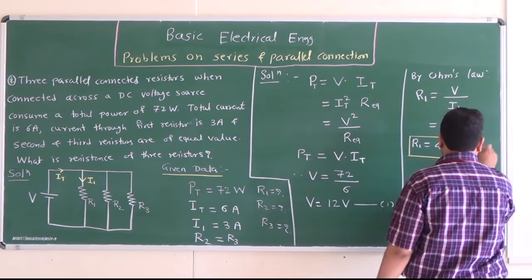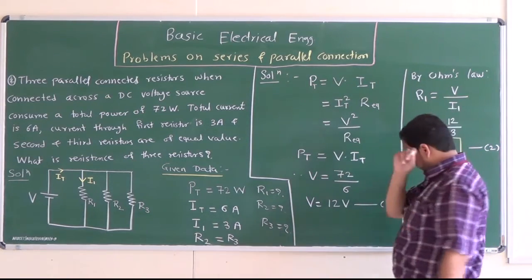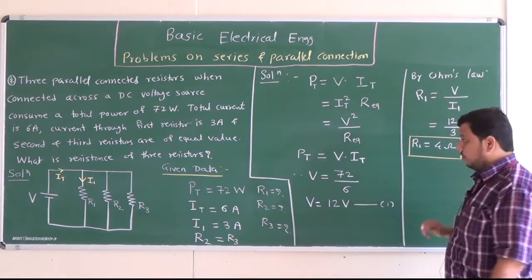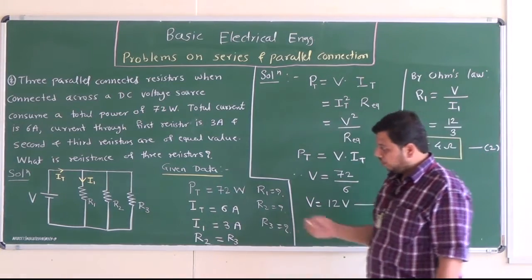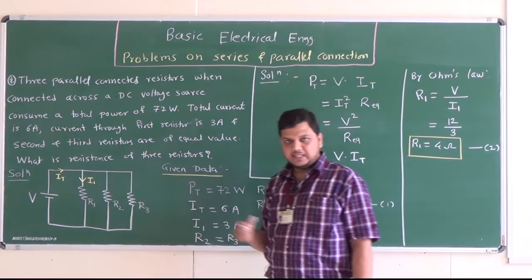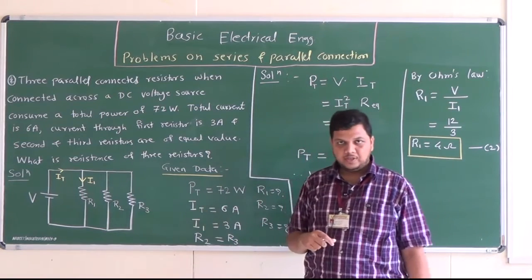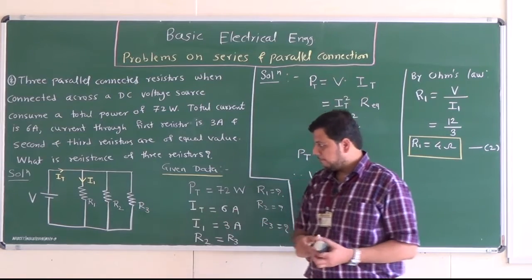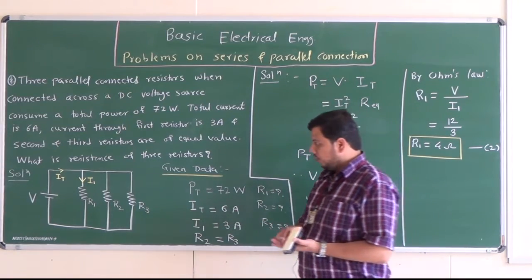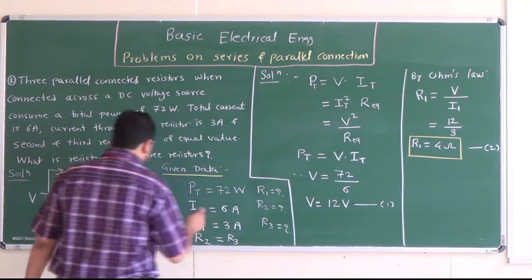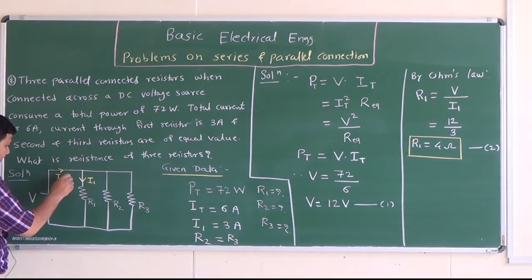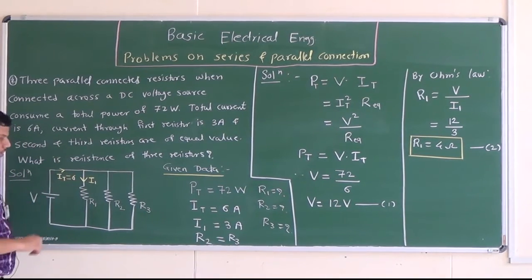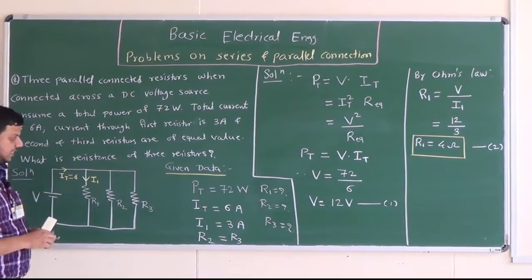Let us call this equation number 2. That is our final answer. R1 is 4 ohm. Now next we have to determine R2 and R3, both of equal value. There are a number of ways to determine R2 and R3. One way: as you can see here, total current is mentioned as 6 ampere.